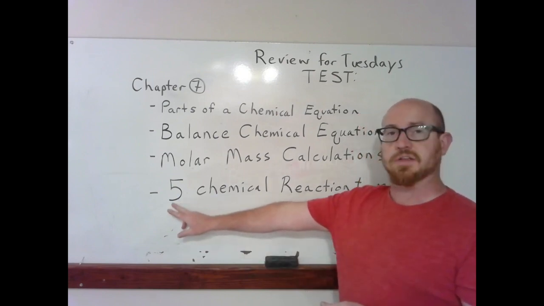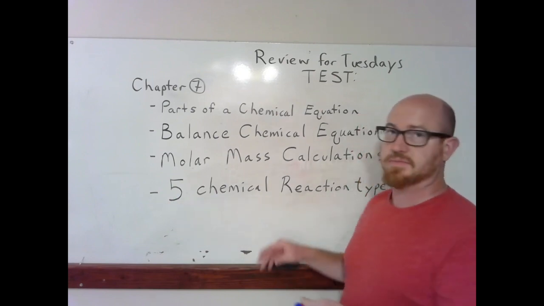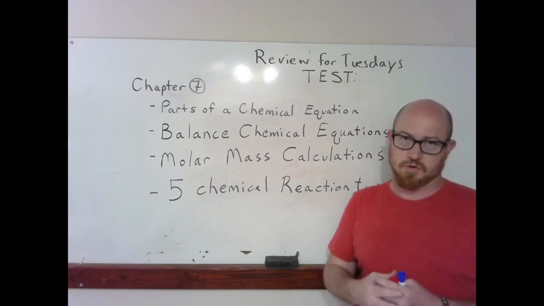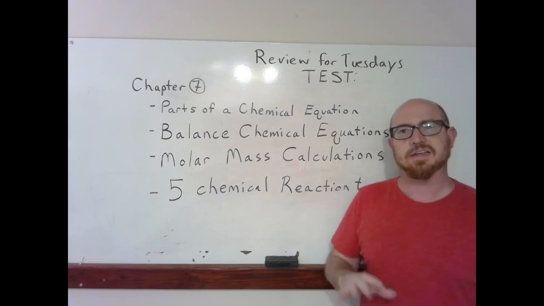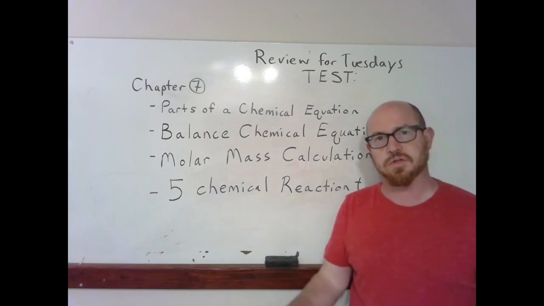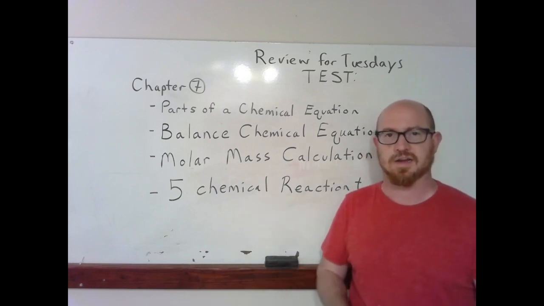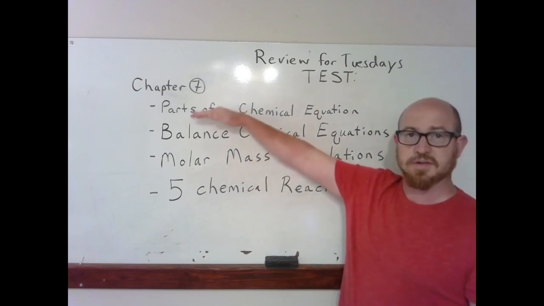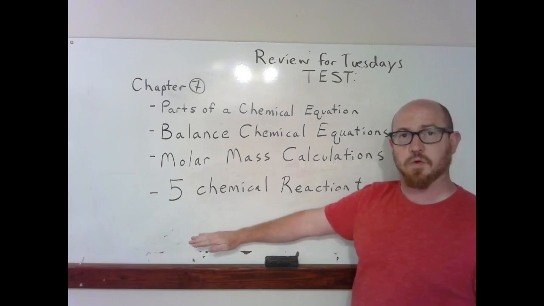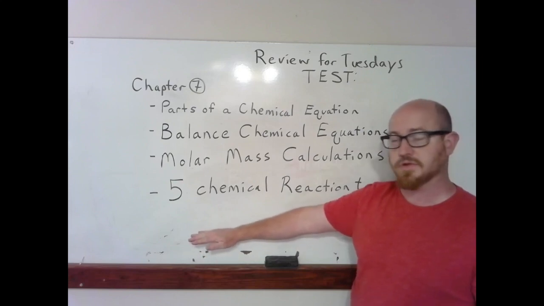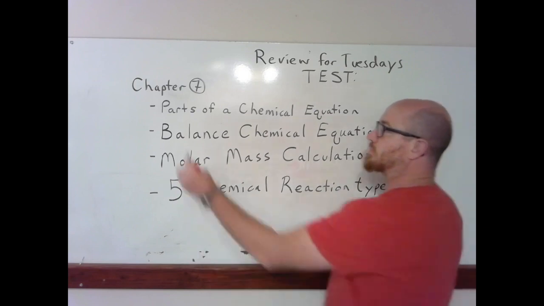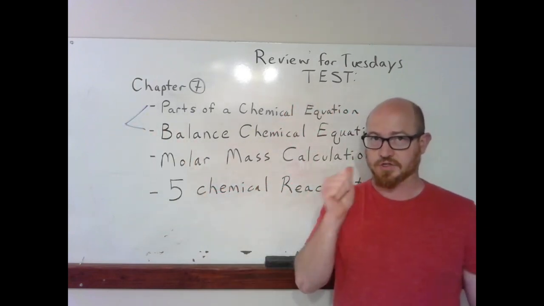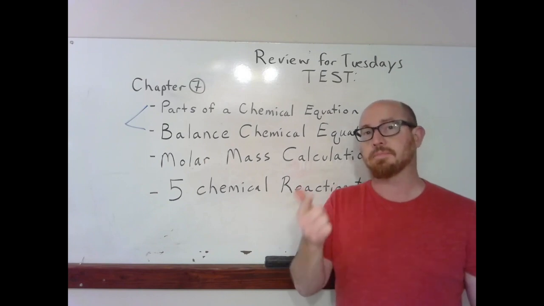And then finally, we talked about the 5 reaction types. These are the 5 identifiers that tell you what a chemical reaction looks like. And it can tell you a lot about what it can do if you understand what it looks like and recognize the form. So, of Chapter 7, these are the main topics that we're going to discuss in the first half of our review. And to start with, we're going to break down these 2 components. What does a chemical reaction look like, and how do we balance it?